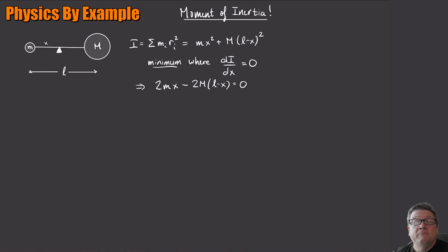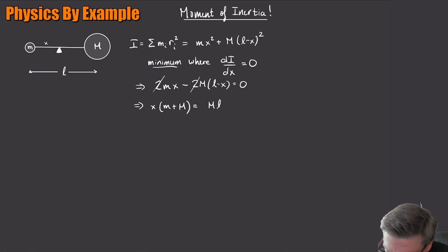Okay, so great. So we can cancel out the 2, and we're solving for x. And this position x is going to be where this thing is a minimum. So let's gather the terms together. So this means that x times (little m plus big M) is equal to, bring that other term to the other side, big M times L, right? Okay, so now I can solve for x. So the position where the moment of inertia is a minimum is just ML over (big M plus little m).